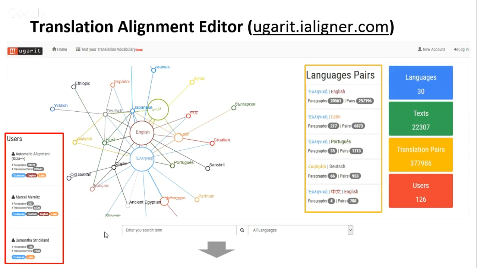Now I show you the Ugarit Eye Aligner. On the slide, you can see the Ugarit Homepage. In the middle, there is a visualization of what the tool is aiming to achieve, namely to connect languages. If you scroll down, first you can see a list of the users, a part of them in the left corner on the slide, and the languages into which they are uploading texts.